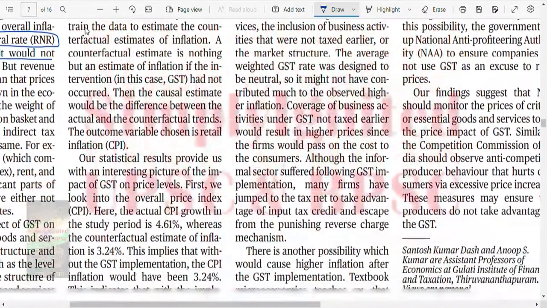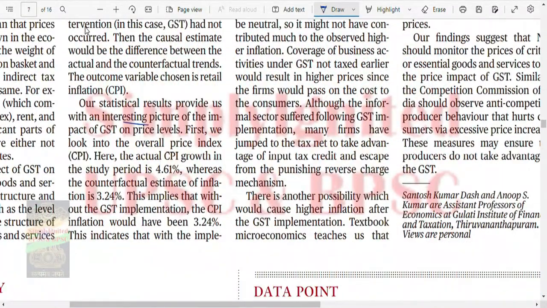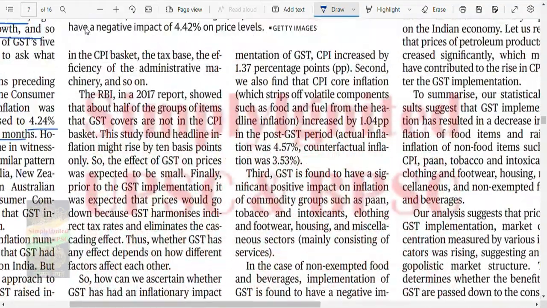The results provide us with an interesting picture of the impact of GST. First, we look into the overall price index. Here, actual CPI growth in the study period is 4.61%, whereas the counterfactual estimate was 3.24%. This implies that without GST implementation, CPI inflation would have been 3.25%. This indicates that with the implementation of GST, CPI increased.